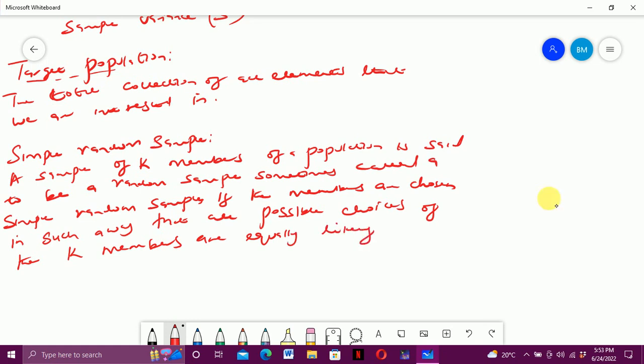So this is what we call a simple random sample. If we have, for example, 10 members of a population, we will say that the sample is random if the members are chosen in such a way that all possible choices of the 10 members are equally likely. So that's what we call a simple random sample.